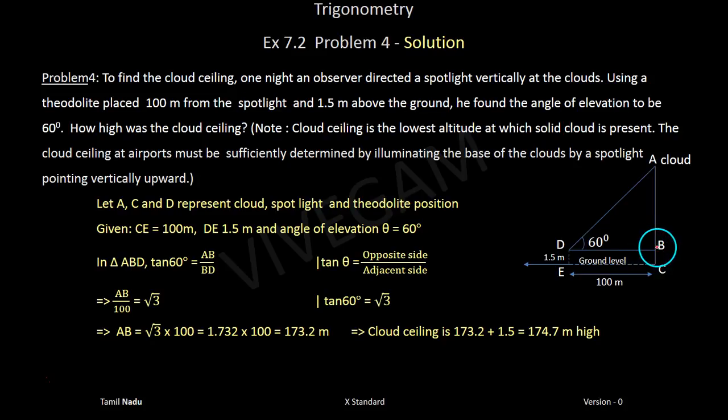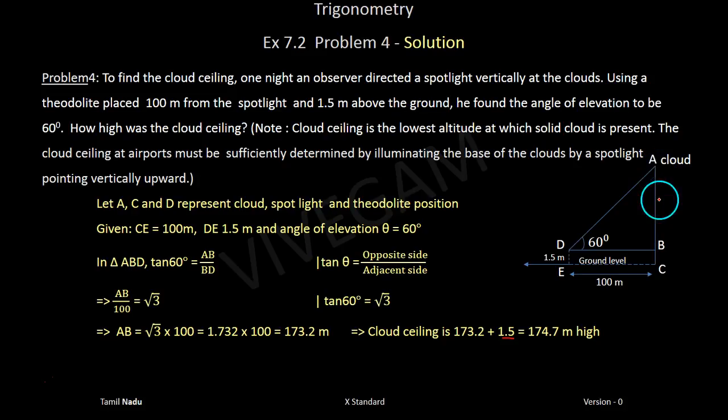Okay, draw a vertical line parallel to the ground level. So this angle is 60 degrees. So in triangle ABD, tan 60 is AB by BD. Which means AB is what we need to calculate. And what is BD? BD is CE, right? So that is 100 meters. So AB by 100 equals tan 60. Tan 60 is root 3. So from this we get AB equal to 100 into root 3. That is 1.732 into 100, that is 173.2 meters. So the cloud ceiling is this plus 1.5 meters.